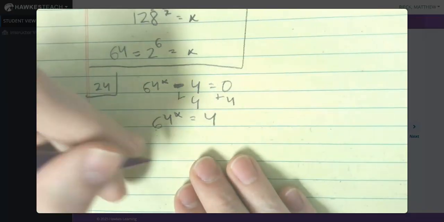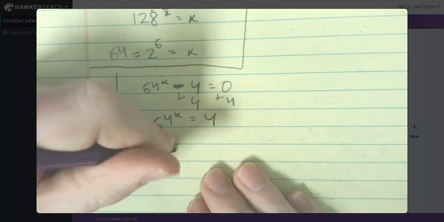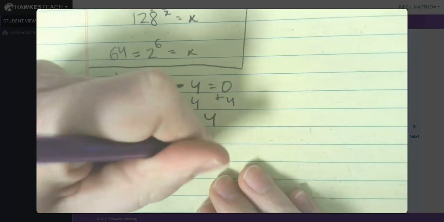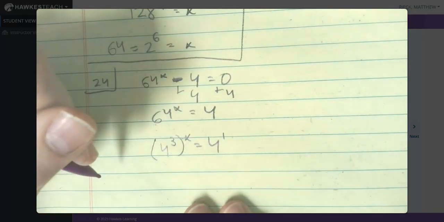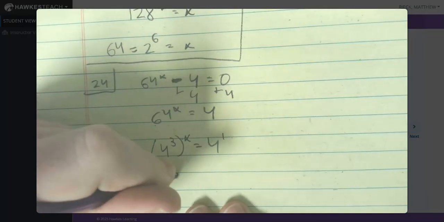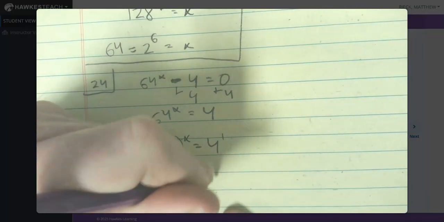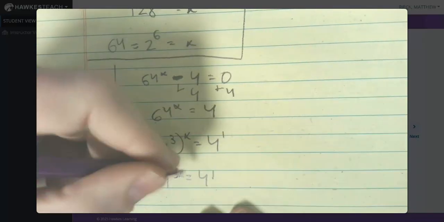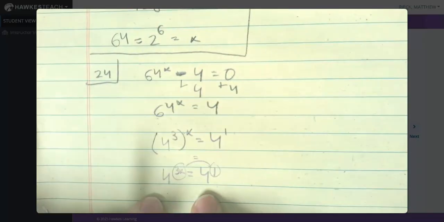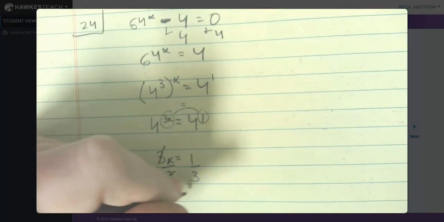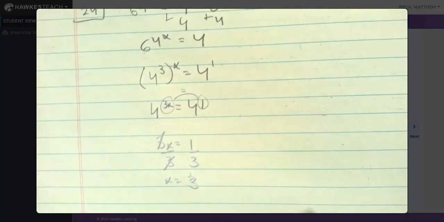All right, so 64, we can rewrite that as 4 to the 3rd, and 4 is just 4 to the 1st. So again, we have an exponential expression raised to a power. We have 4 to the 3x equals 4 to the 1st. So again, when we have the same base, we can just set the exponents equal to one another. So you have 3x equals 1. So you can divide both sides by 3. So you're going to get x equals 1/3.